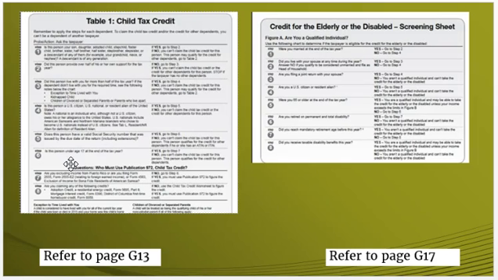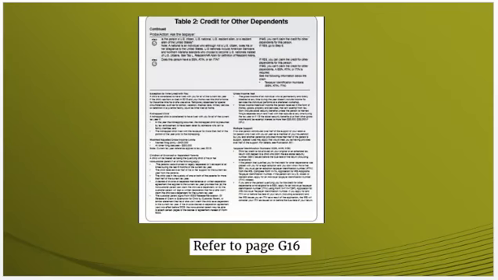The next credit I'm going to cover just briefly is the credit for elderly or disabled. There is a screening sheet on page G17 for elderly or disabled. So if you have somebody you think may qualify for that credit, then you should go to that screening sheet.